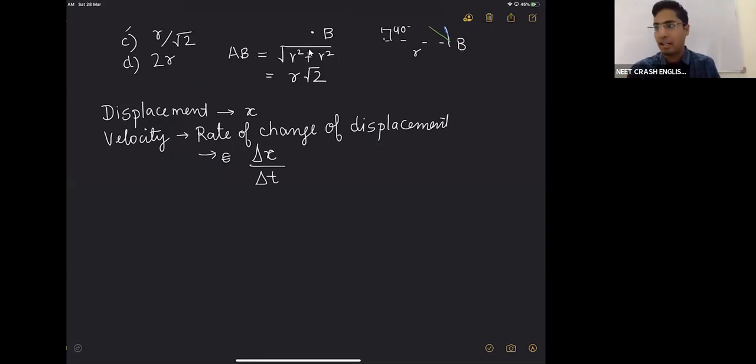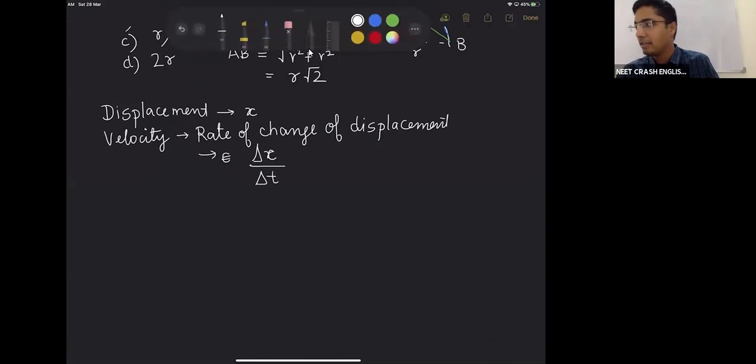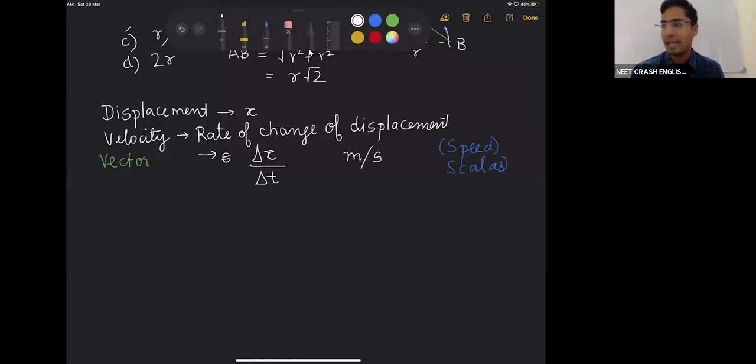Velocity is a vector quantity again. Let me just make sure that all of you note that down. Velocity is a vector quantity and its analogous scalar quantity is speed. It's very similar to speed, but speed is a scalar quantity. The units of both are meters per second, right? Velocity is in meters per second and speed is also in meters per second. The dimensions are the same.